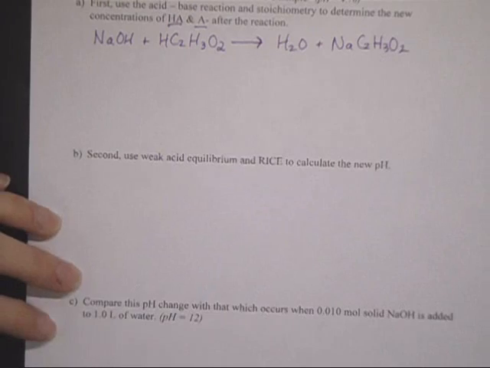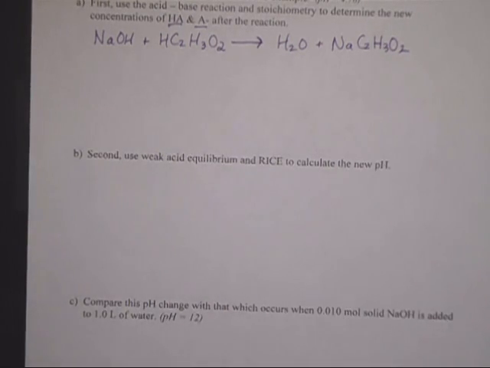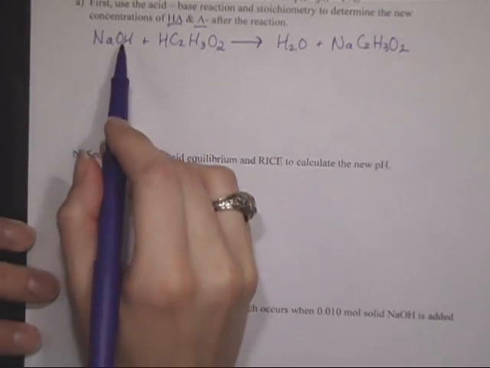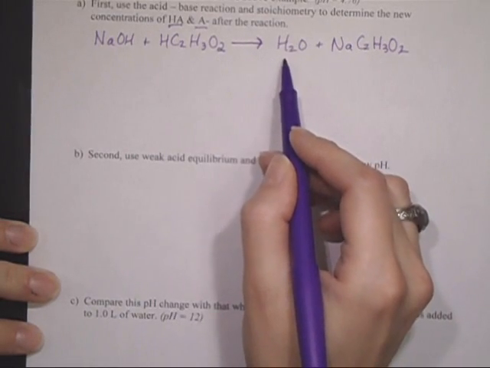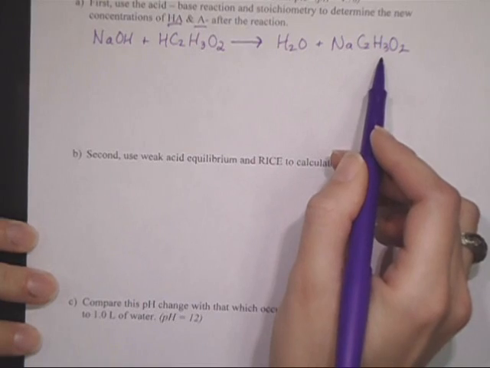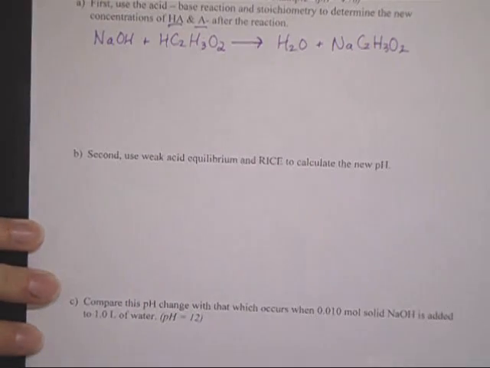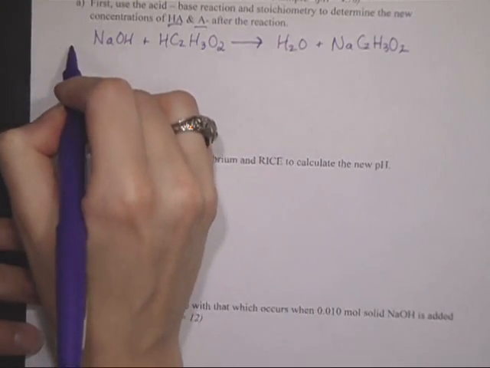You can also write this equation as a net ionic equation if you would prefer. Just using the hydroxide ion plus the acetic acid makes H2O and then C2H3O2 minus, the acetate ion. Here's where we're going to learn something new. We're going to learn a new kind of chart.